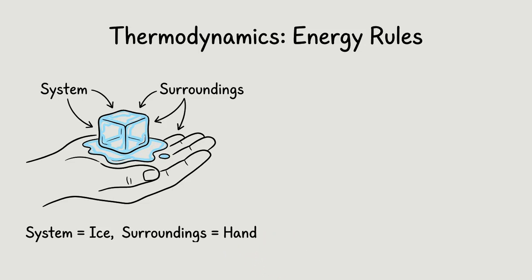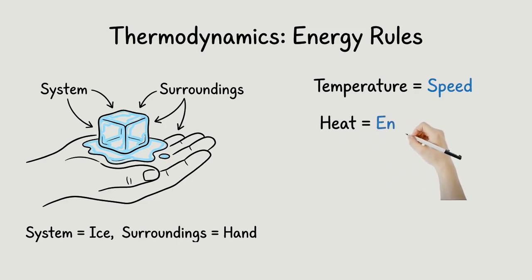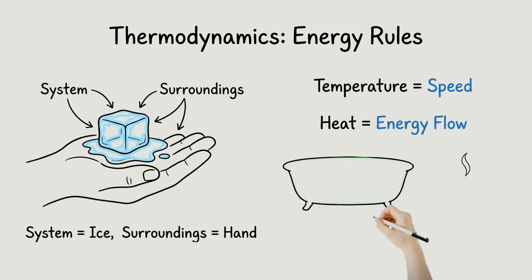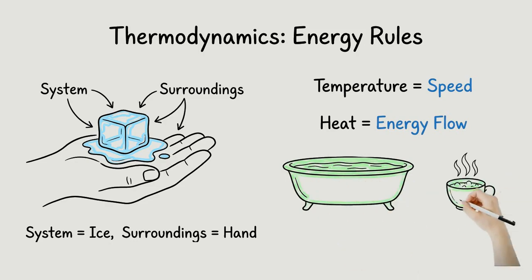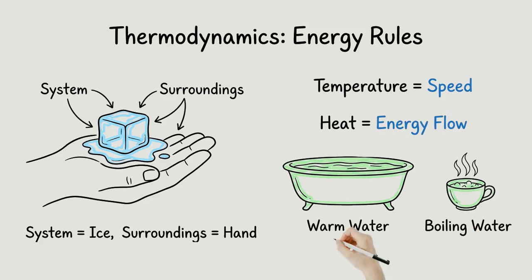One big source of confusion is heat versus temperature. Temperature tells you how fast particles are moving on average. Heat is energy that flows because of a temperature difference. A bathtub of warm water can contain more heat energy than a cup of boiling water, even though the cup has a higher temperature, because the bathtub has many more particles.